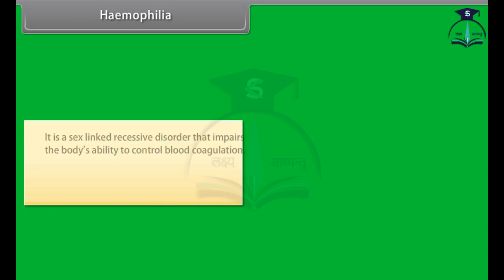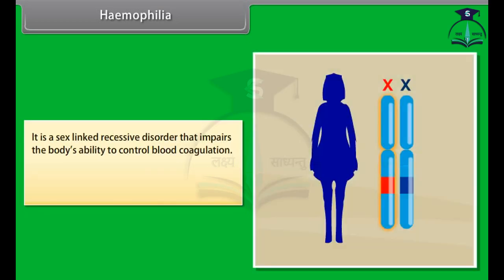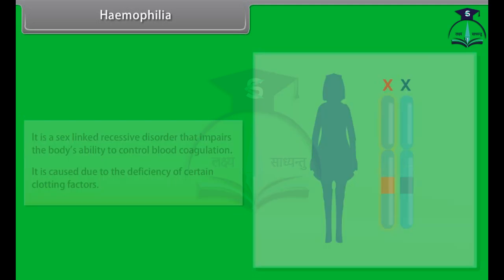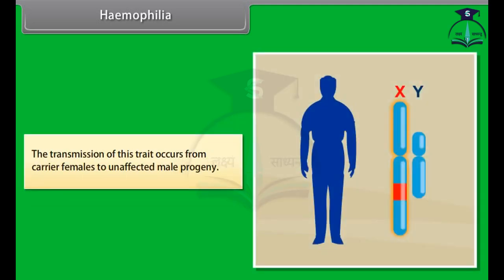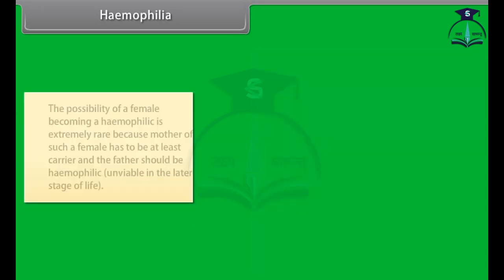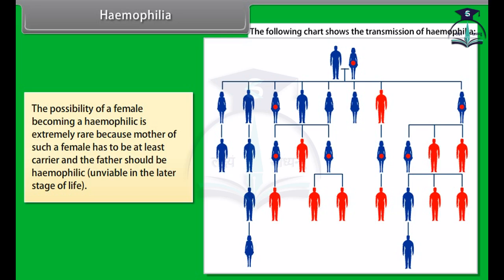Hemophilia. It is a sex-linked recessive disorder that impairs the body's ability to control blood coagulation. It is caused due to the deficiency of certain clotting factors. The transmission of this trait occurs from carrier females to unaffected male progeny. The possibility of a female becoming hemophilic is extremely rare because the mother of such a female has to be at least a carrier and the father should be hemophilic, which is unviable in the later stage of life.